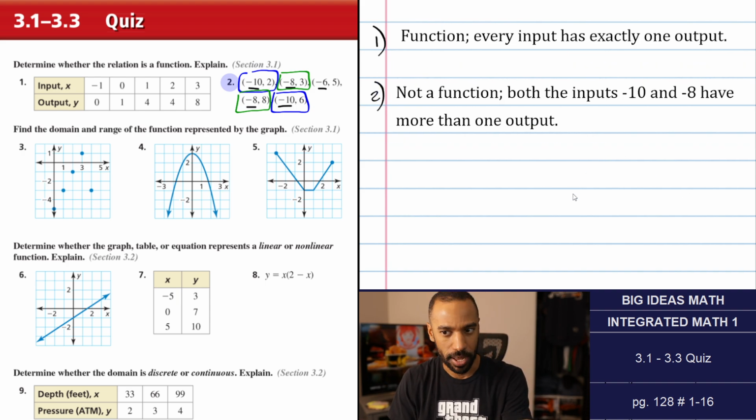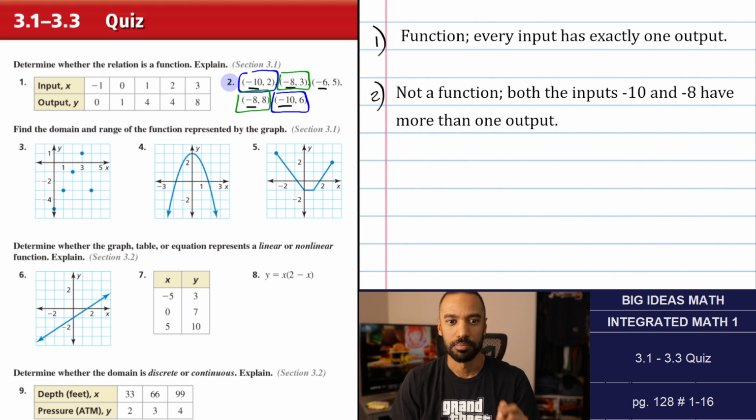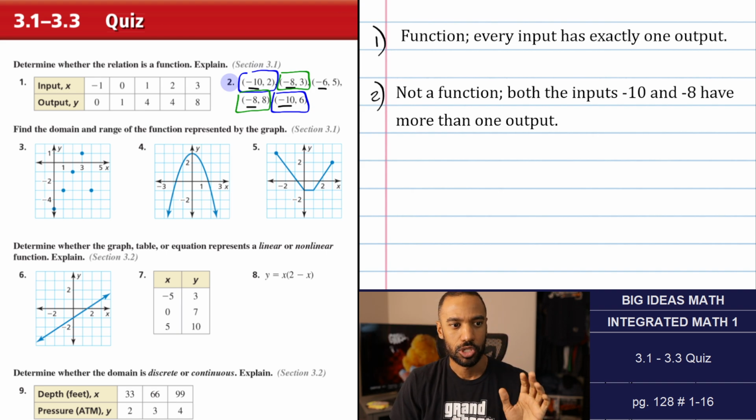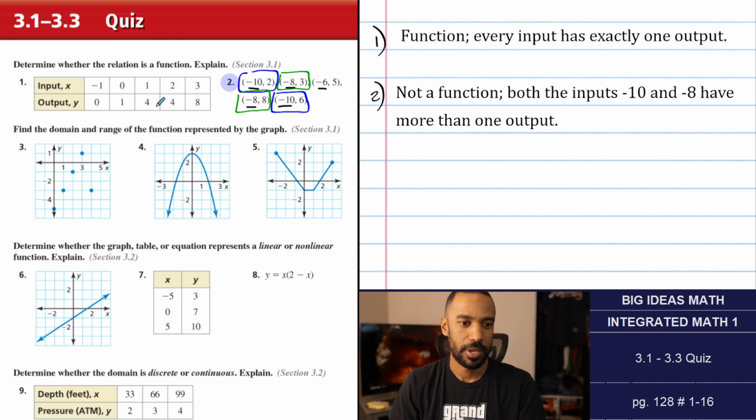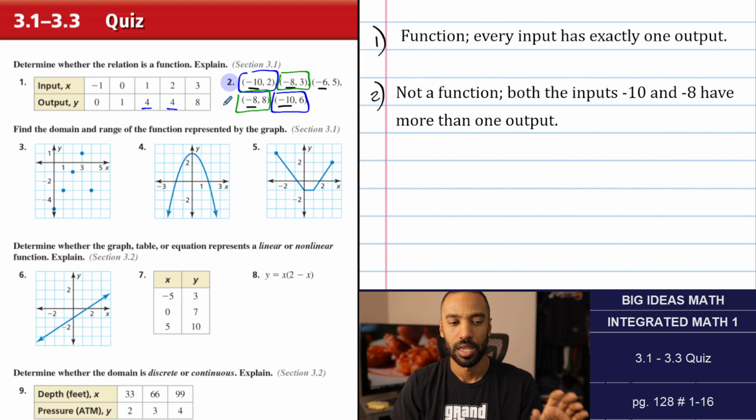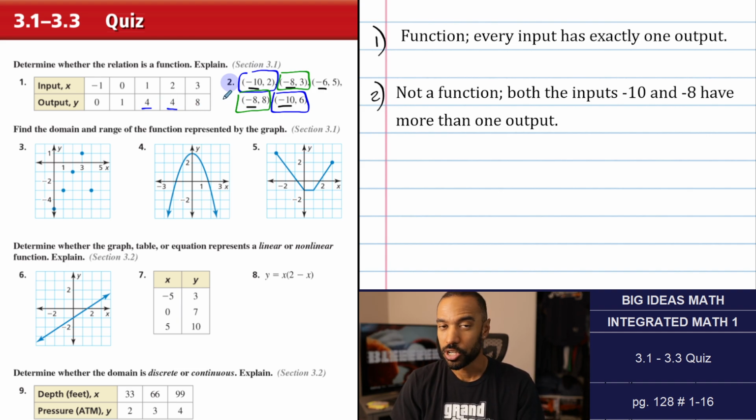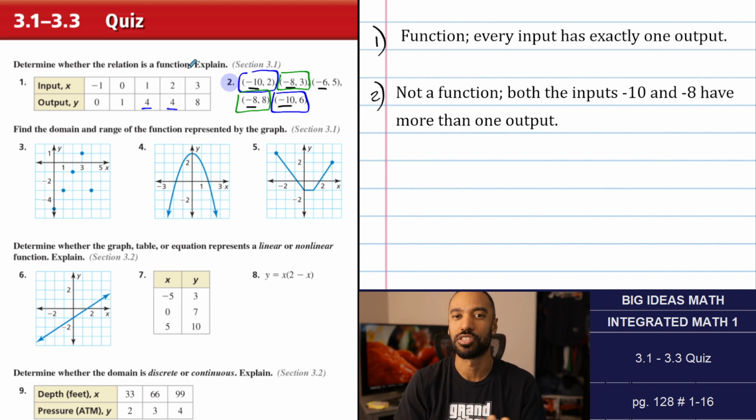Even if it happens once, it's an issue, right? Even if it happens once. Now, going back to number 1, you can notice there's a repeat on the y values of 4 and 4. Whether I input 1 or 2, I get an output of 4. That's allowed. For function's sake, that's allowed. Two different inputs can have the same output.